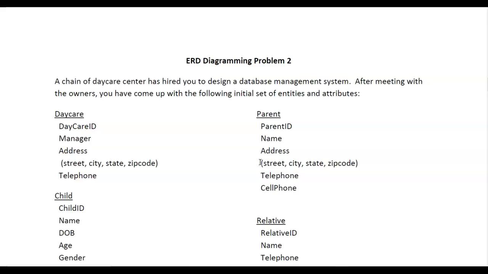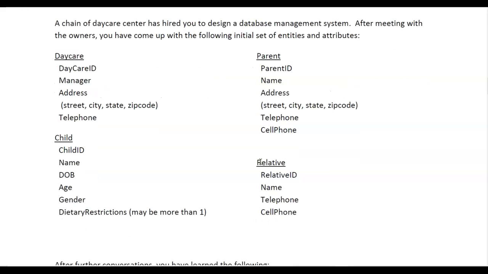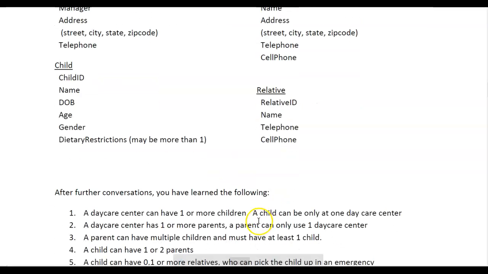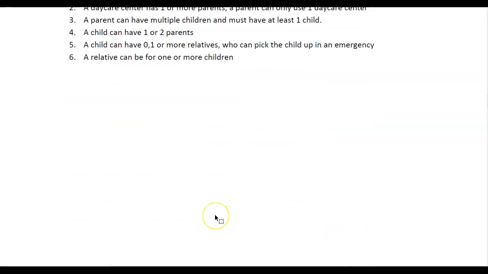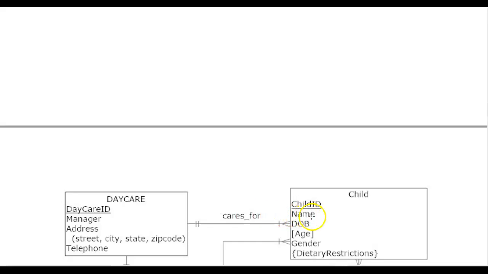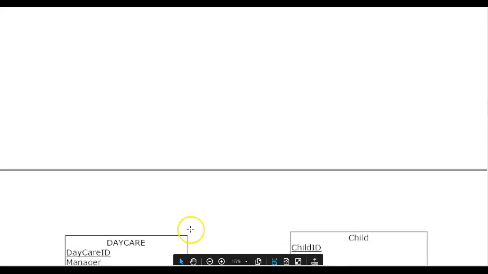The second one was a daycare. So here we have a daycare center, a parent, a child, with age derived, calculated, dietary restrictions multi-valued, and relative, and then a few business rules. A daycare can have one or more children, a child can be in only one daycare. So that sounds like a one-to-many there. Let's go down and look at that. So daycare cares for many children, at least one. A child is cared for at one daycare.